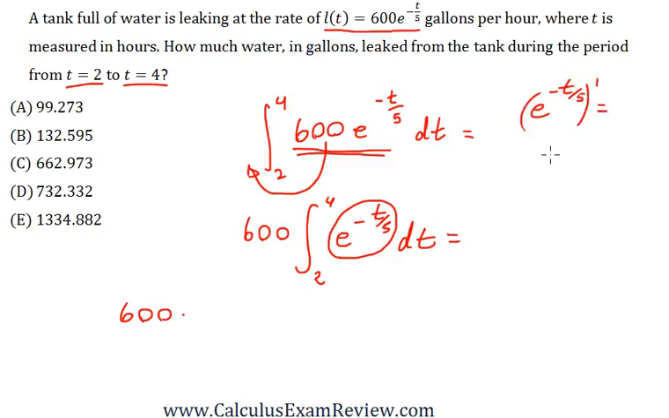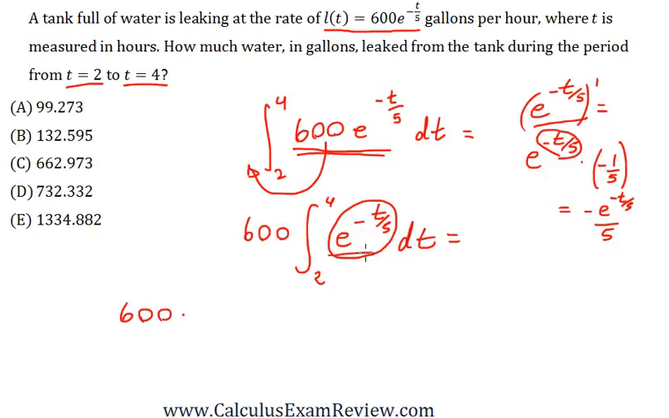The derivative of this would be e to the power of negative t over 5, right? Because the derivative of e to the x is just e to the x. But then we need to do the chain rule and multiply this by the derivative of negative t over 5, which is just negative 1 over 5. Hopefully that makes sense to everyone. I will assume it does. So, essentially the derivative of e to the power of negative t over 5 will be negative e to the power of negative t over 5, over 5.